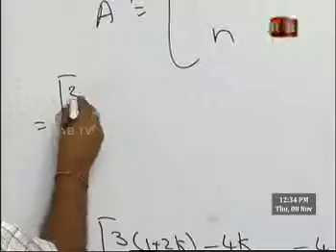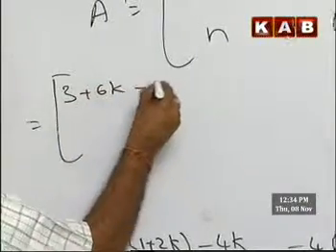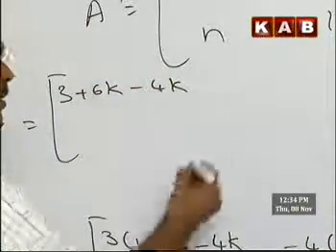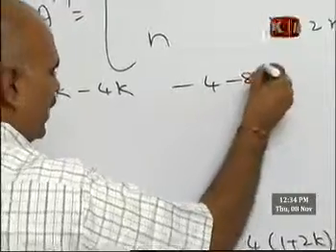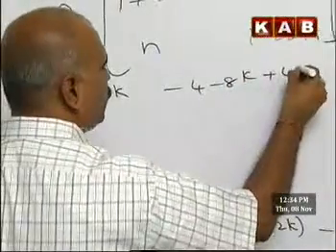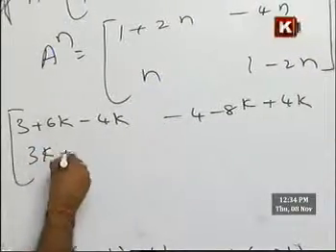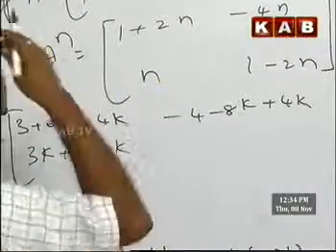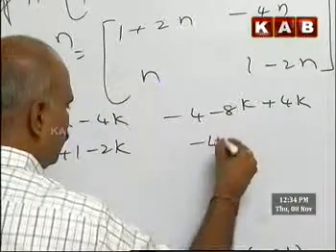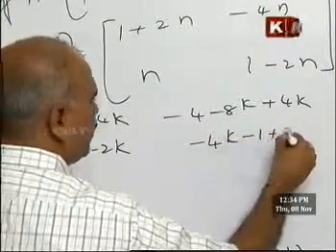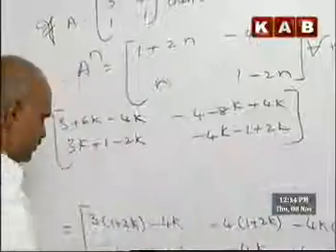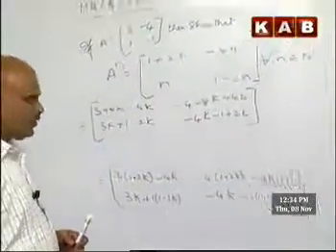Here 3 plus 6k minus 4k, right? Minus 4 minus 8k plus 4k, right? Again 3k plus 1 minus 2k. Again minus 4k minus 1 plus 2k. This is the part. Right. You people got the answer now.